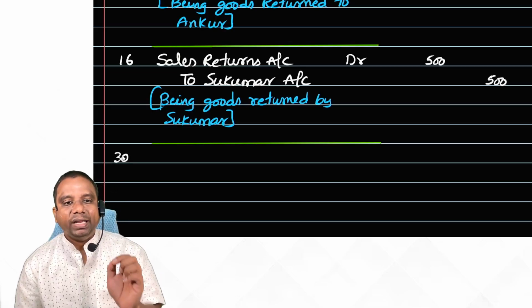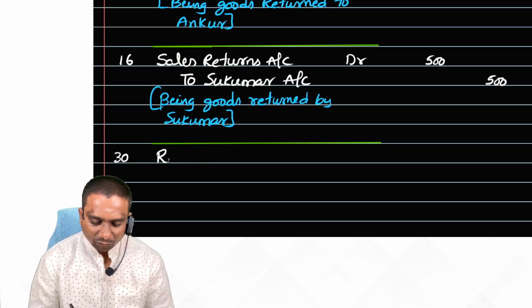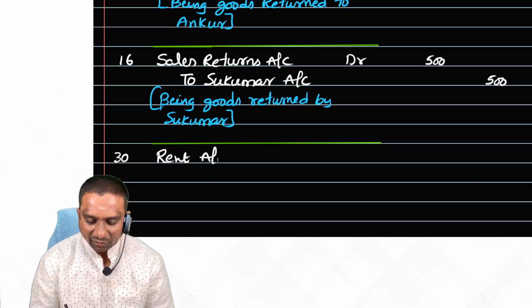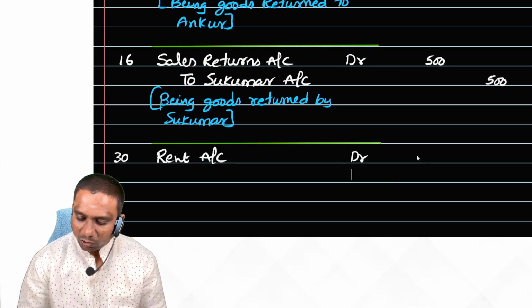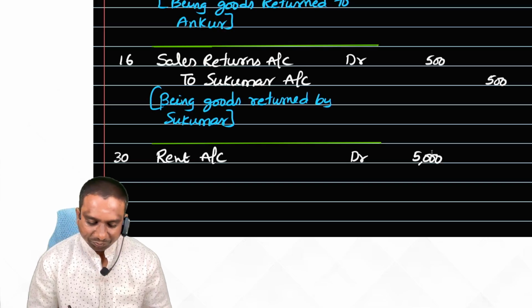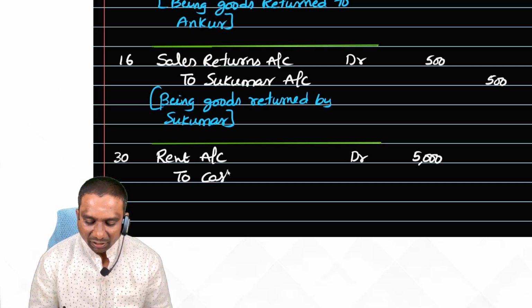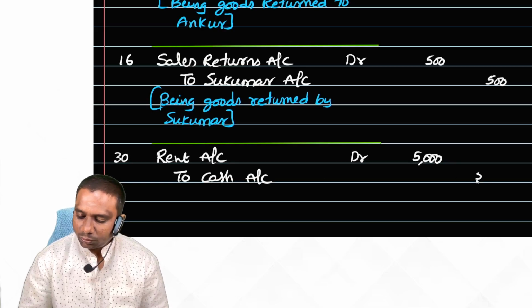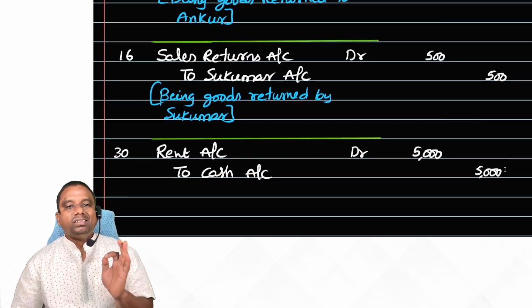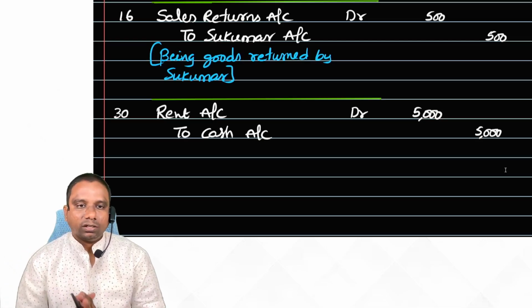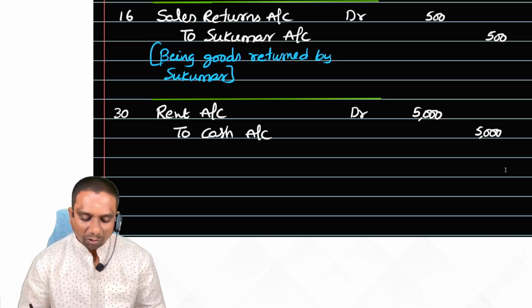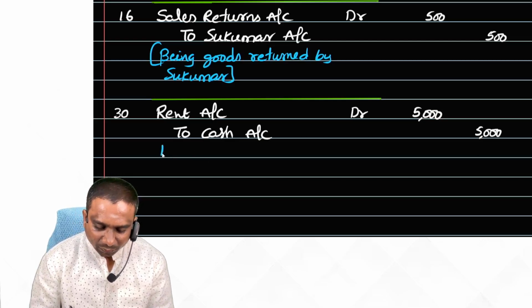30th date, we have paid rent. At that time, which account we have debited? Rent account debit. In our analysis, rent account is debited. How much? 5,000, to cash account. For this problem you write the analysis part plus the entries part. From the next problem onwards, we just write the entries part directly, so that we can save some time.